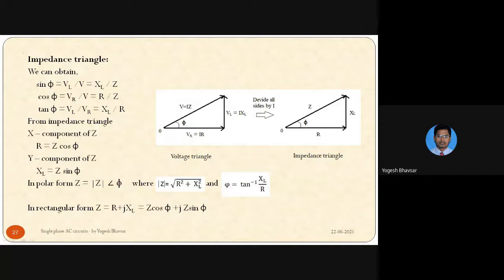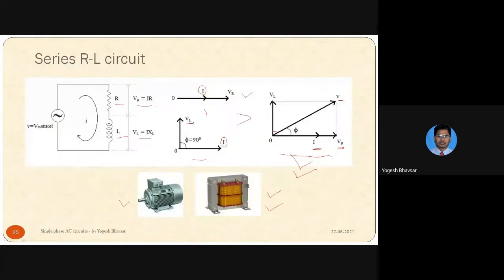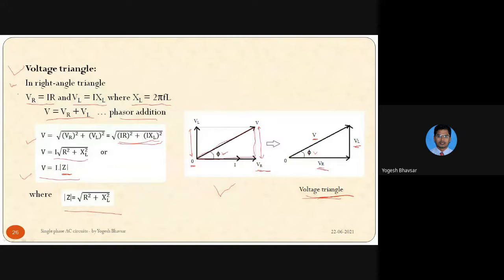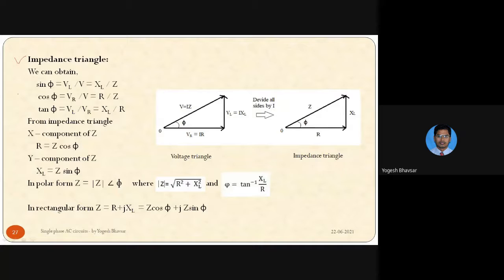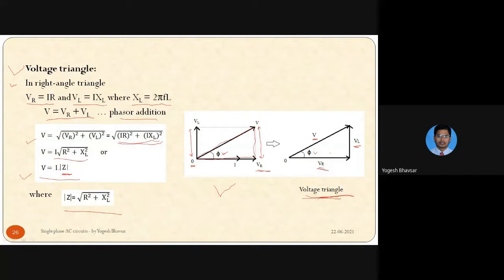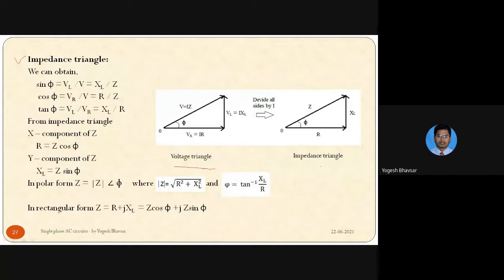The next thing is the impedance triangle. Now it is very simple, if you understand the phasor diagram and the voltage triangle, how we have drawn it, then we can simply draw the impedance triangle and power triangle, which are based on the voltage triangle. Look at that. Consider the voltage triangle as it is. In this case, the base side is VR, the adjacent side is VL, and the hypotenuse is V. Now we know that VR is equal to IR, VL is equal to I XL, and V is equal to IZ.